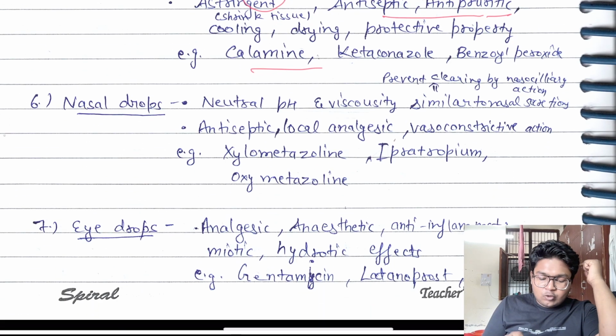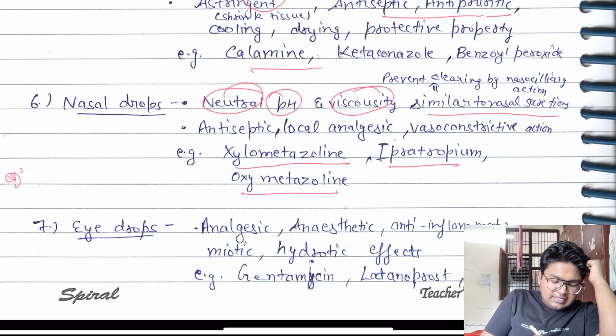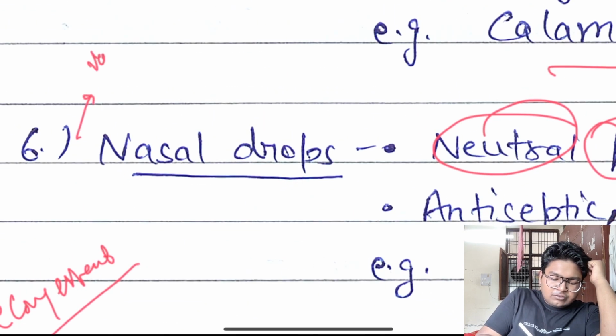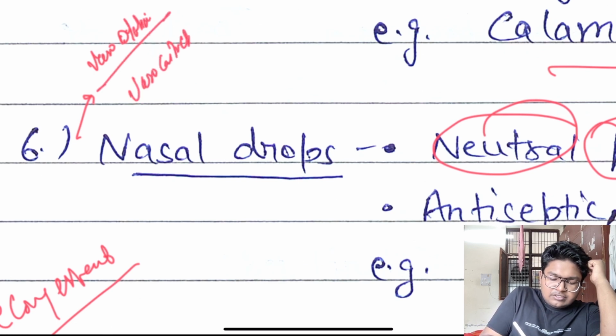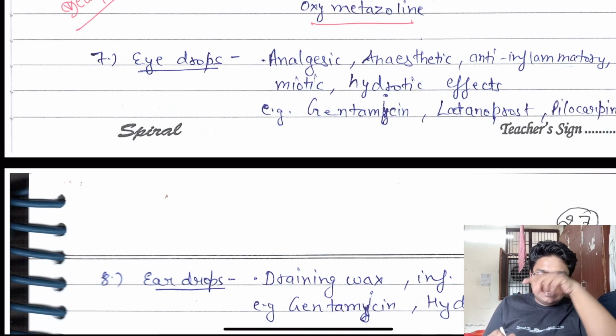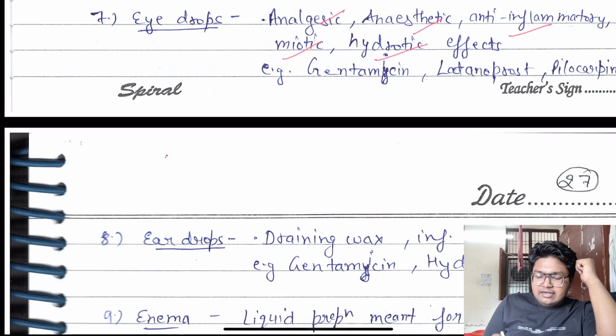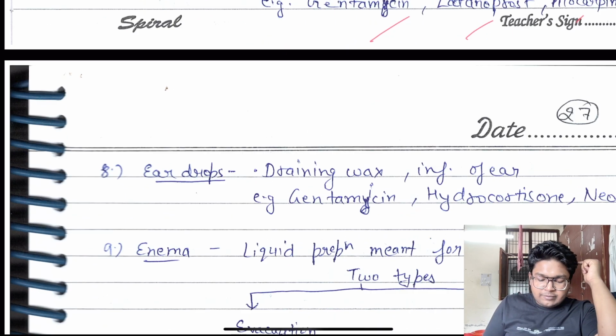Then we have nasal drops. Nasal drops have neutral pH and viscosity similar to the nasal secretions. Xylometazoline, ipratropium, oxymetazoline, mainly they are used as decongestants. When does congestion happen? When vasodilation happens. We use vasoconstrictors for decongestion. Okay. Then we have eye drops, like analgesics, anesthetics, anti-inflammatory, miotic, mydriatic effects, like gentamicin, latanoprost, pilocarpine, etc.